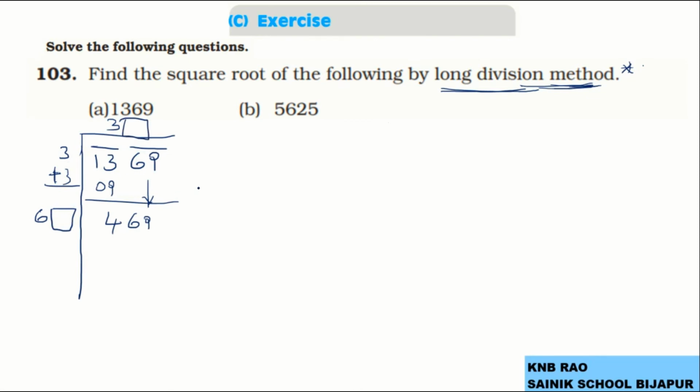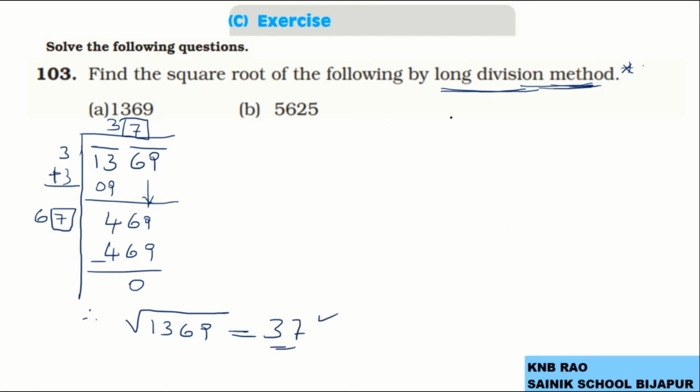Close to 469, and it is 7. 67, 7s are 469. So 469 minus 469 is 0. Therefore, the square root of 1369 is 37. This is how we do it.